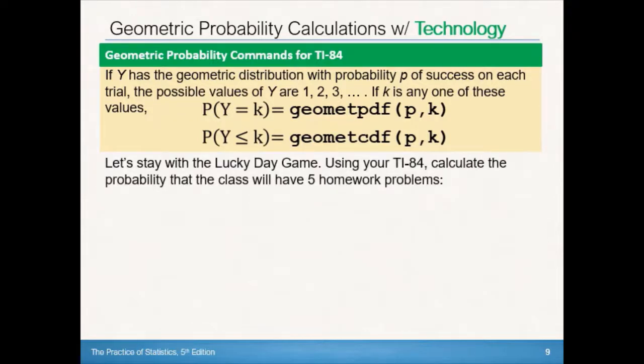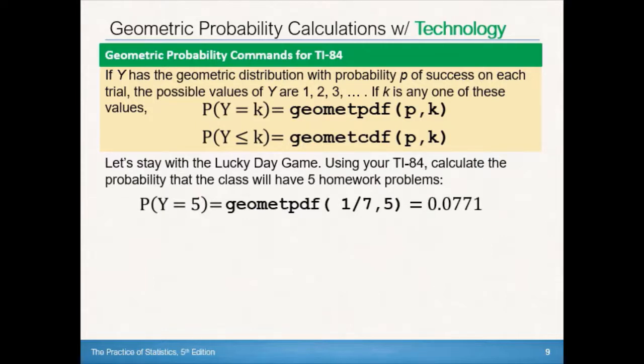So let's say that in the Lucky Day game, using our TI-84 calculators, we calculate the probability that the class will have 5 homework problems. That means the 5th person guessed correctly. All right, so the probability that y equals 5 is a geometpdf, because we're looking for a particular value, not a range. The p-value is 1 out of 7, and you can type that in your calculator. You don't have to figure out the decimal equivalent of 1/7, which I think we said was something like 14%. We can just type 1 divided by 7 right into the argument for our command. And that gives us about 7.7%.